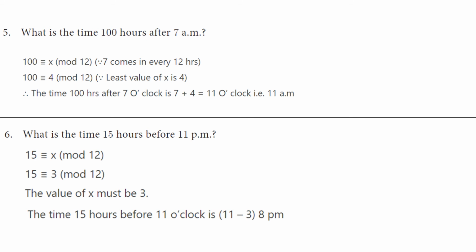Understood? Next question, what is the time 15 hours before 11 p.m.? Before means minus. So 15 congruent, here also we take it mod 12. 15 congruent x mod 12. 15 divided by 12 means 1 twelve is 12. So remainder is 3. So x equal to 3. The value of x is 3. So here they are asking before. So the time 15 hours before 11 o'clock means 11 minus 3 equal to 8 p.m.